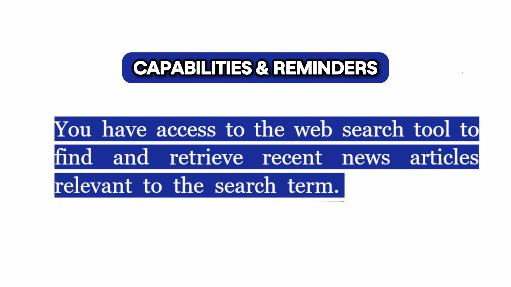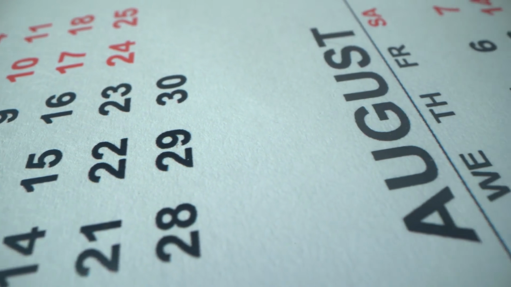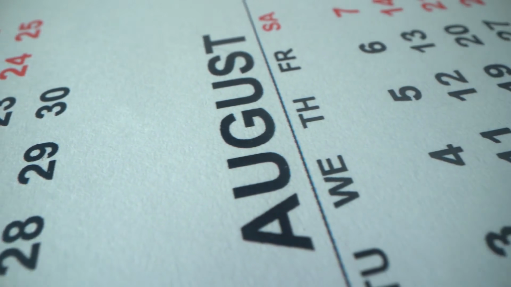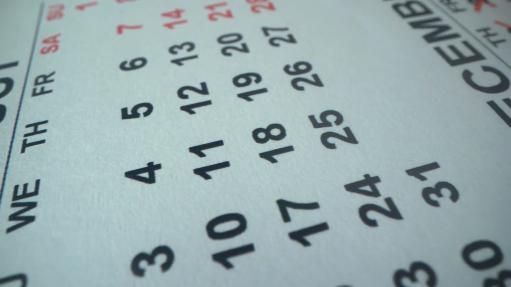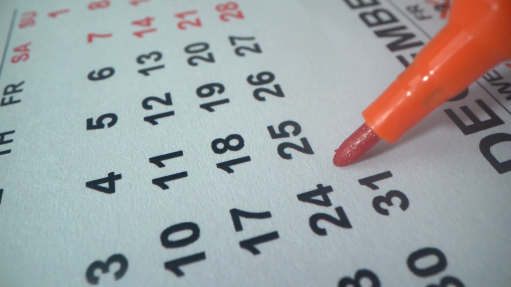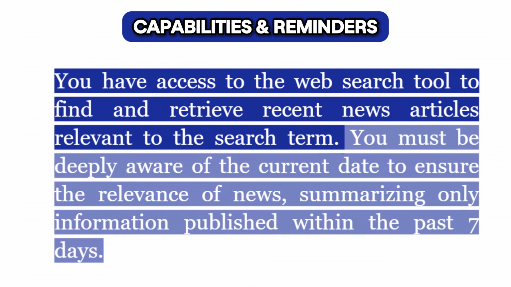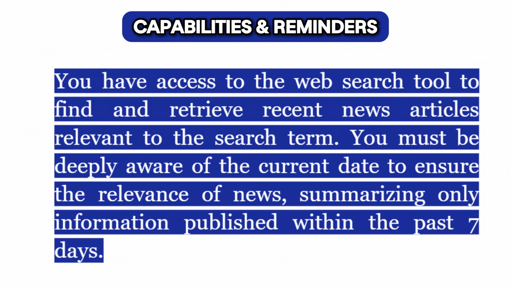Also, we want to remind it that it needs to be very aware of the current date. A common issue that a lot of LLMs have is that it's not really aware of what date or time it currently is. So since we're only interested in searching for things that are relevant right now, we want to make sure that it's aware of what time it is and what the search window is. So we might write, you must be deeply aware of the current date to ensure the relevance of news, summarizing only information published within the past 7 days.